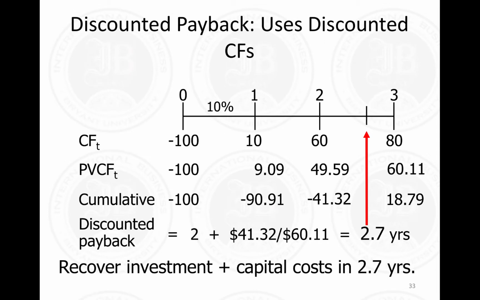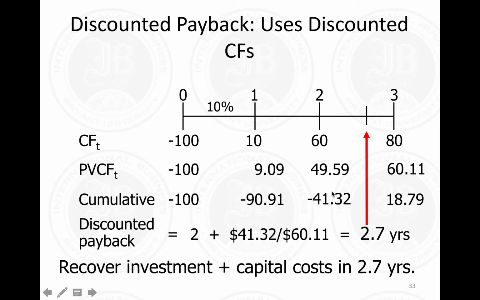So there is an alternative method that is called the discounted payback. This method is a similar approach, but instead of doing the cumulative with the dollar values, we do it with the discounted values. So this 9.09 is actually the present value of this 10. This $49 is basically $60 brought to time zero at 10%, and this 60 is actually the $80 discounted for 3 years at 10%.